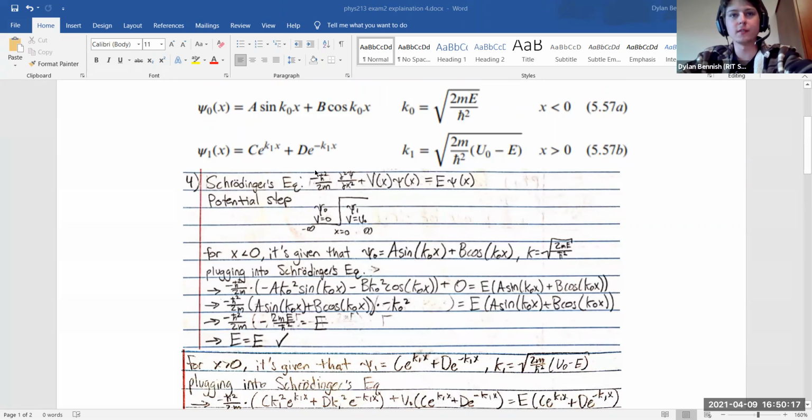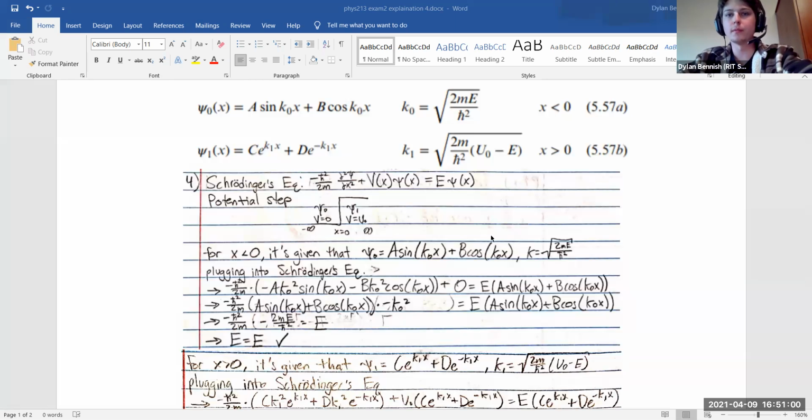First things first, we have the constant, which doesn't change, minus h bar squared over 2m. We have to take the second derivative with respect to x of psi. It's essentially the same function, but with negative constant squared outside of the sine and cosine terms. The reason is that if we take the derivative of sine, we get k naught cosine, and the derivative of k naught cosine gives minus k naught squared sine. So that's where we get minus A k naught squared sine k naught x. It's the same deal with cosine, so we have minus B k naught squared cosine k naught x. I added the plus 0 here to represent V of x in region 0, before the step.